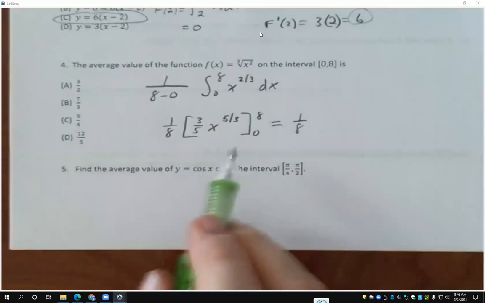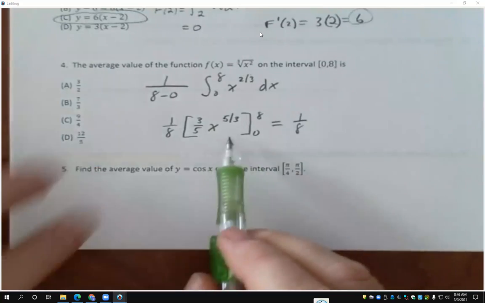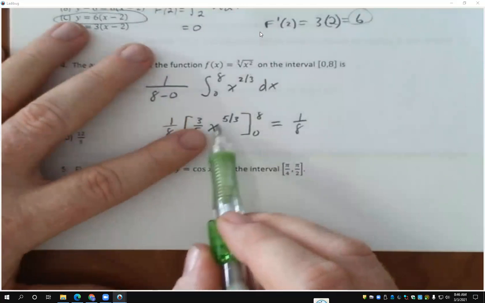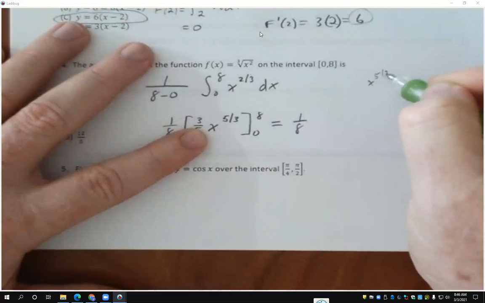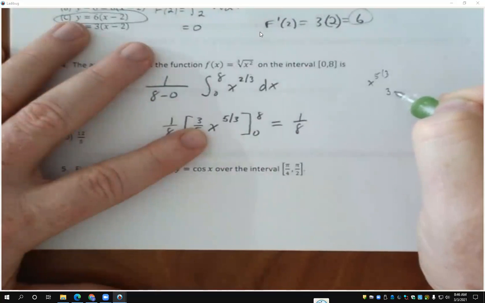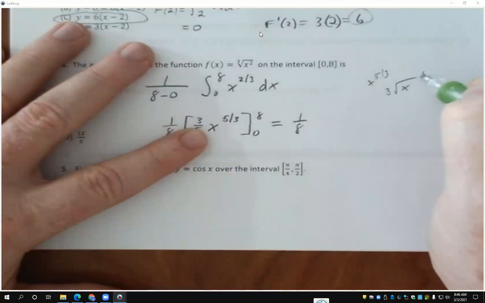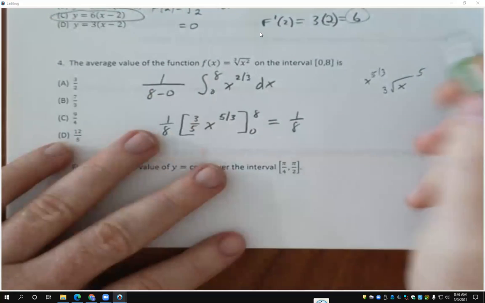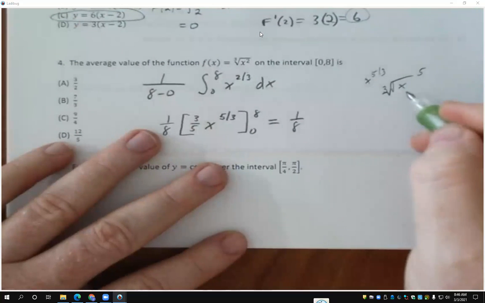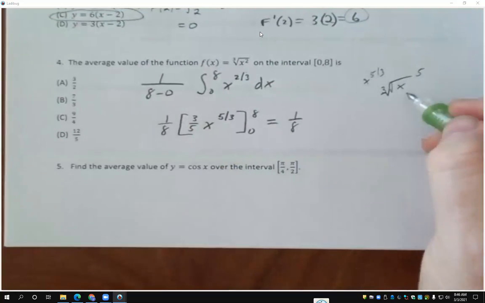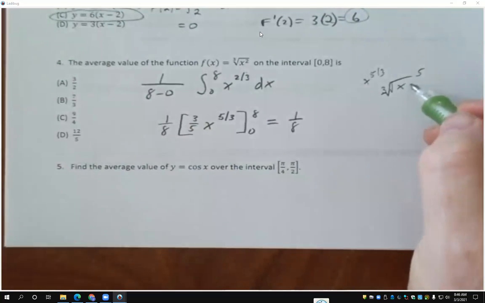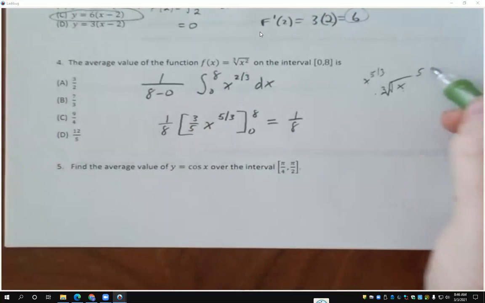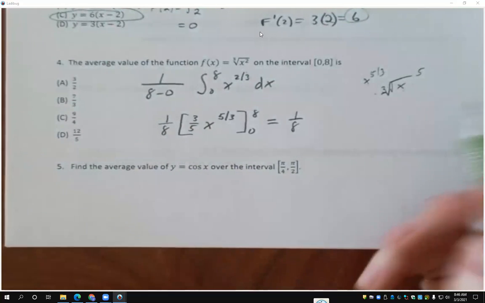All right, so this part I'm going to do in my head. When I'm raising something to the 5/3, x to the 5/3 means the cube root of x to the 5th. It doesn't matter if you cube root first and then raise it to the 5th, or take the 5th power and then take the cube root. It all depends on the numbers.